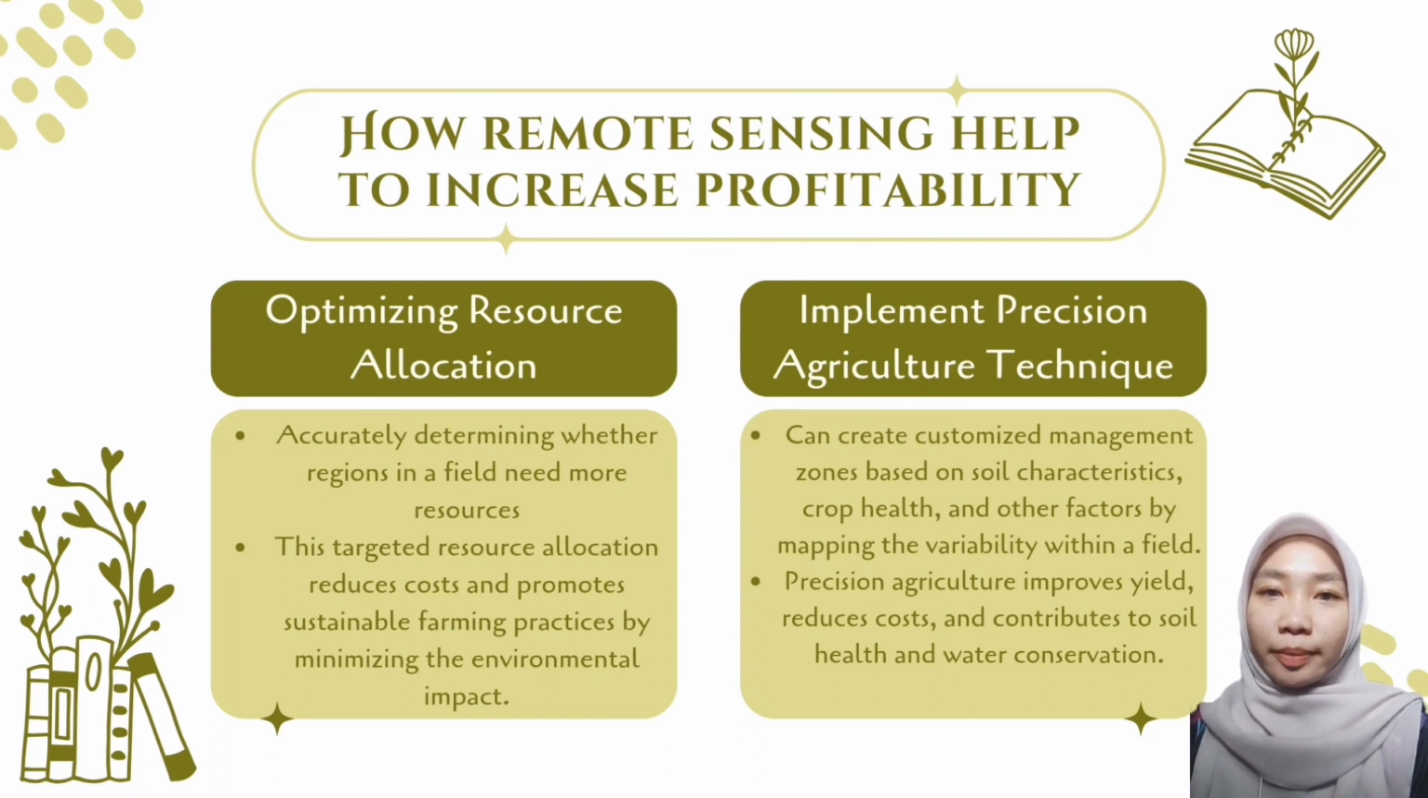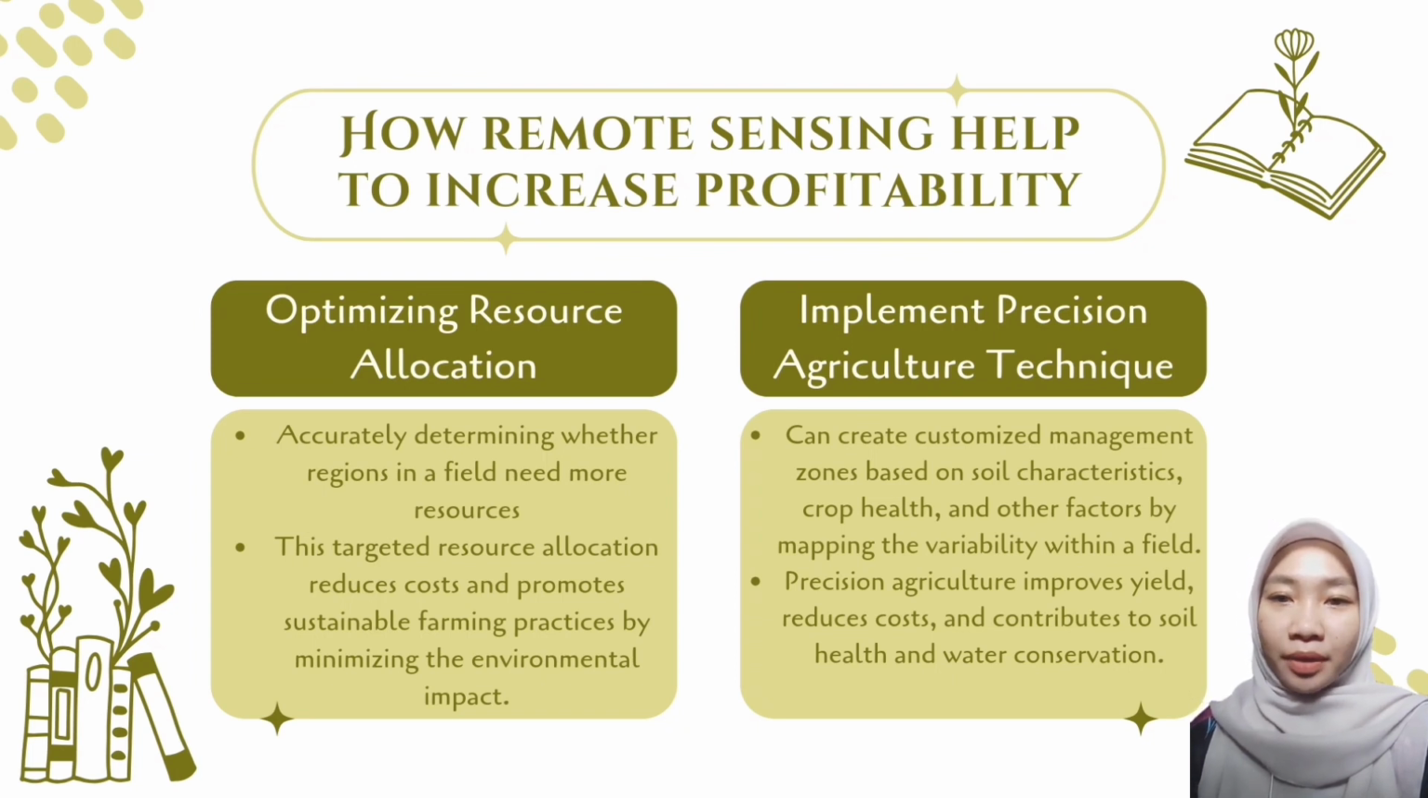The first one is optimizing resource allocation. Optimizing resource allocation is another significant advantage of remote sensing in crop management. By precisely identifying areas within a field that require additional resources, such as water or fertilizer, farmers can minimize waste and ensure efficient utilization. This targeted resource allocation reduces costs and promotes sustainable farming practices by minimizing the environmental impact.